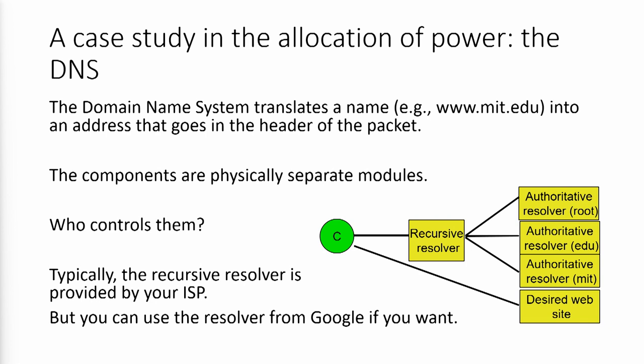Who controls these boxes? Typically, the recursive resolver is provided to you by your ISP. If you use Comcast, Comcast provides your recursive resolver. If you use MIT's network, MIT provides it. But if you don't like that recursive resolver, you can use a different one.